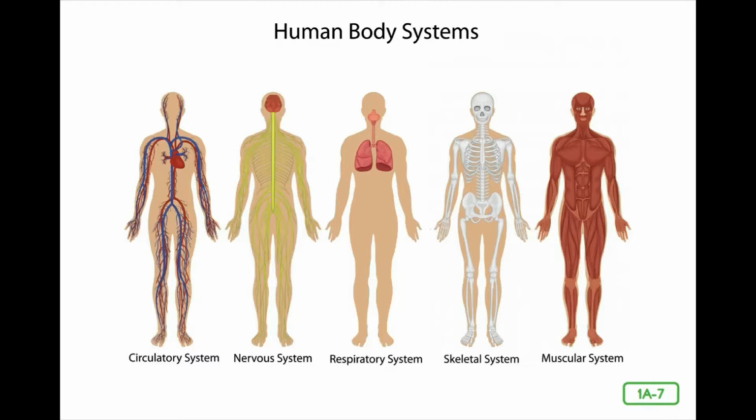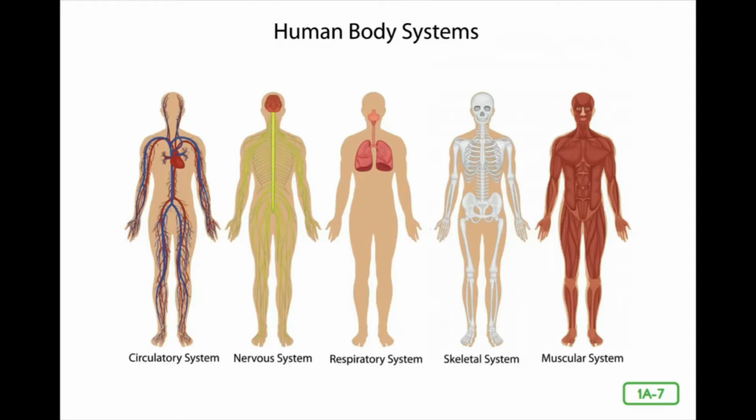Alright, boys and girls. So far, we have learned that cells are the smallest units of living things. Cells that have similar functions form tissues, tissues form organs, and organs make up the different systems in the body. Let's look at this picture and go over some of those systems.